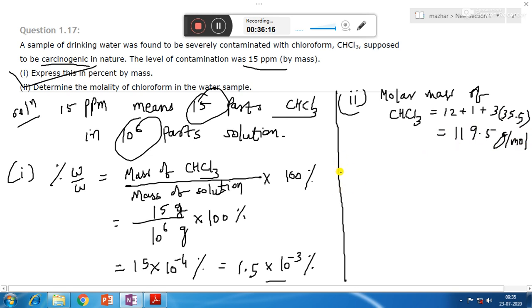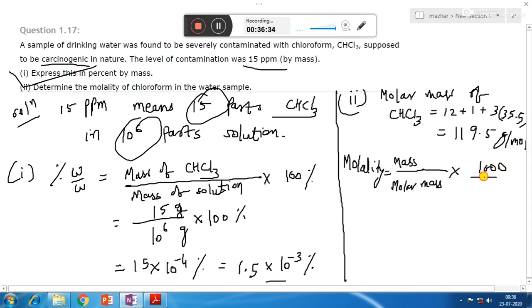Now we have to find out molality. So molality equals mass of chloroform upon molar mass of chloroform into 1000 upon mass of solvent in gram. So when you have multiplied 1000, then we have to take mass of solvent in gram, and mass of chloroform is also in gram.